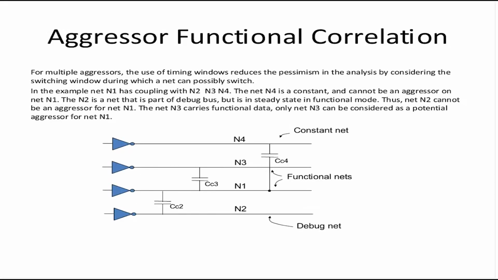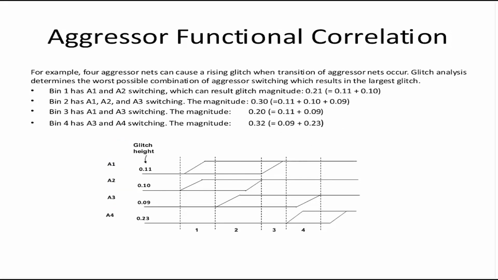Again, I said there are two effects. Actually, there are three effects that are taken into consideration. First is the timing correlation. Second is the functional correlation. And based on this, it will calculate whether the glitch will propagate or not. So this slide was timing correlation.